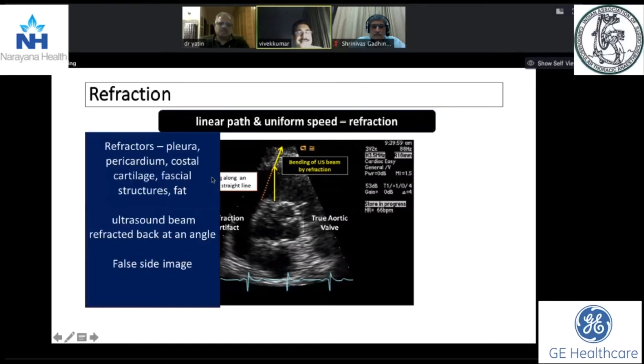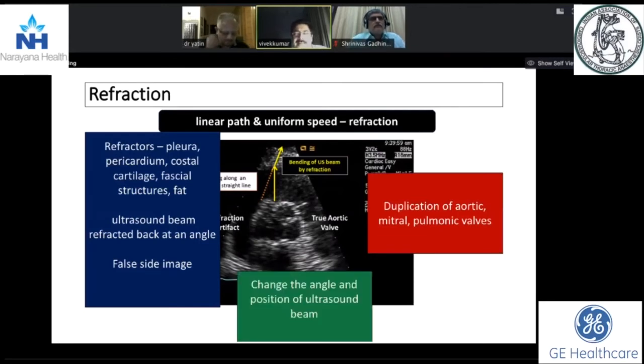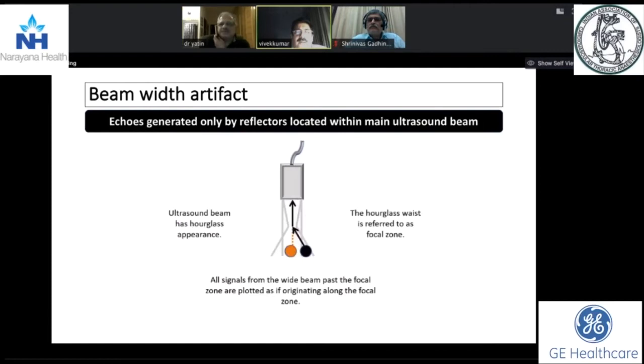So refractors again are pleura, pericardium, costal cartilage, fascial structures and fat. And the ultrasound beam is refracted back. So what it produces is duplication of aortic, mitral and pulmonary valves. And it is as simple as just changing the position of the ultrasound beam.